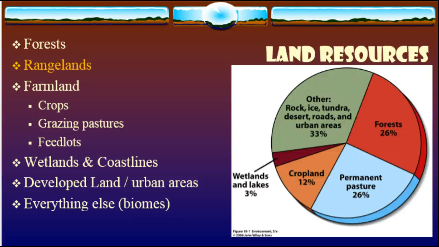Rangelands are very important to know about, and that might be a new term to you. So wherever we see these orange words, these are things that you'd probably need to define in your notes. So rangeland is a grassland, and it's usually either a temperate grassland or tropical grassland, but in either case what makes it special is it's an important area where we produce food by raising livestock. So things like cattle, sheep, and goats basically graze on this land.